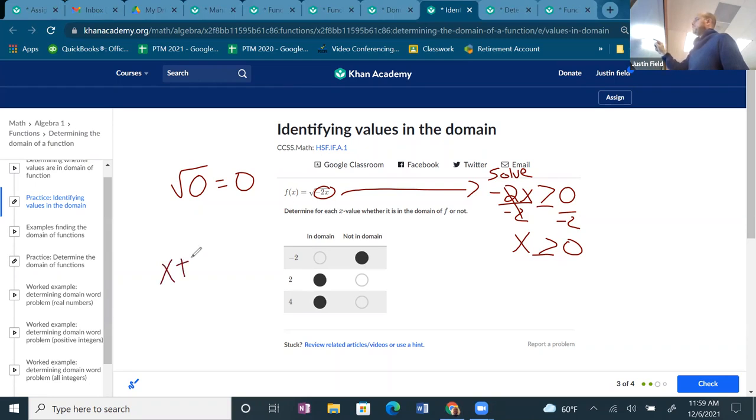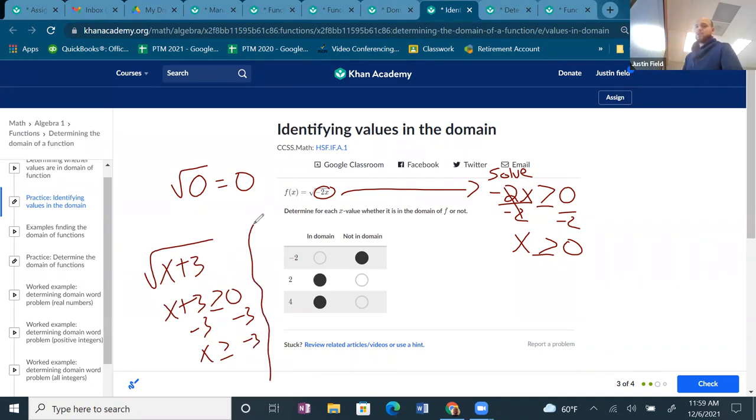x plus 3 under the square root sign, now when I make that greater than or equal to 0, I'm subtracting 3 from both sides, and I end up with x is greater than or equal to -3. So all the values have to be greater than or equal to -3, not 0. So make sure you have that in your notes too, because I guarantee you some people are going to only think about 0.